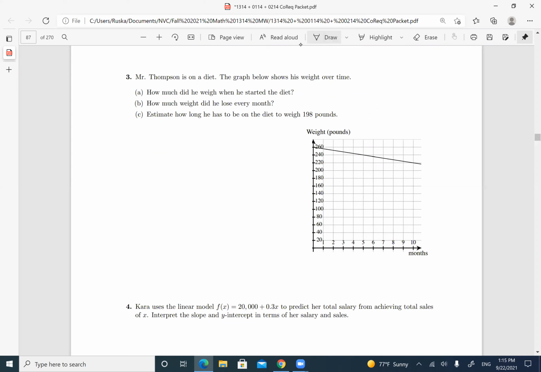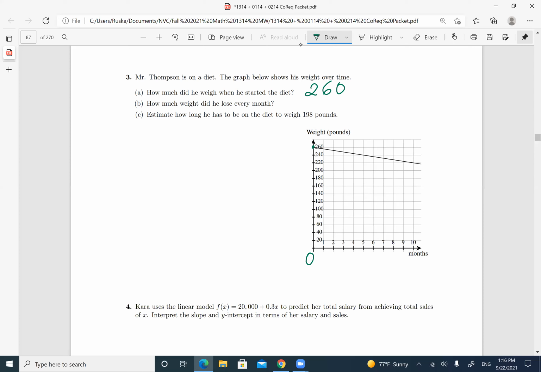So number 3, it's Mr. Thompson, he's on a diet. The graph shows the weight over time. So the x-axis is months: first month, second month, and how much is his weight. And the y-axis represents the weight in pounds. How much did he weigh when he started the diet? Looking at this, he started the diet at 0 months, right? So I need to check what is the number in that graph. What is the number there? 260. 260 pounds, that's right.